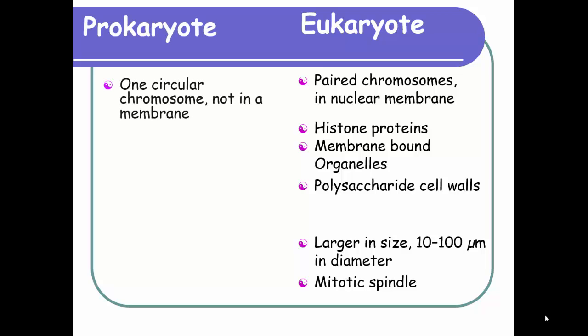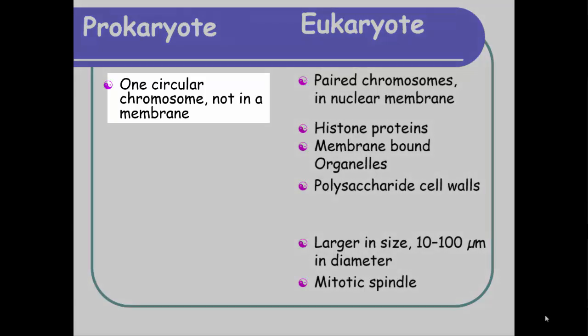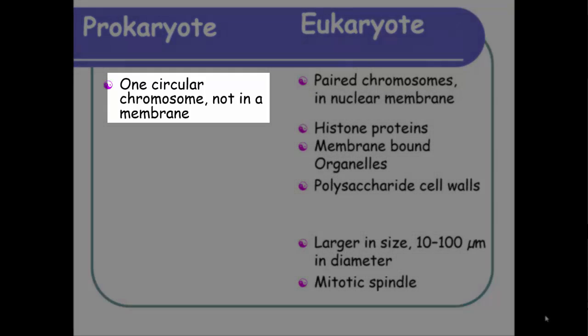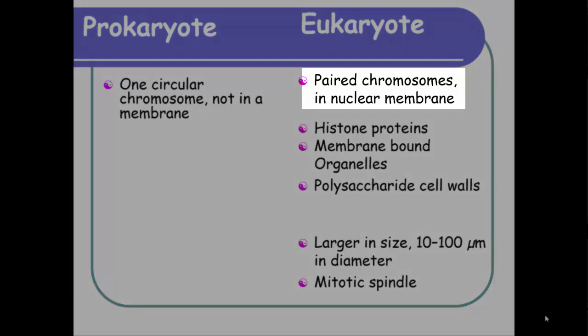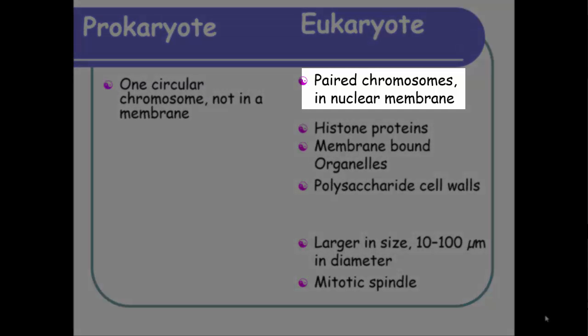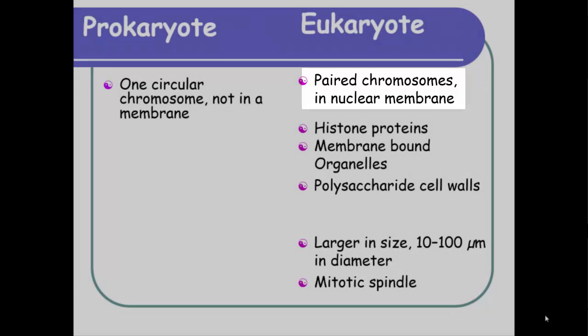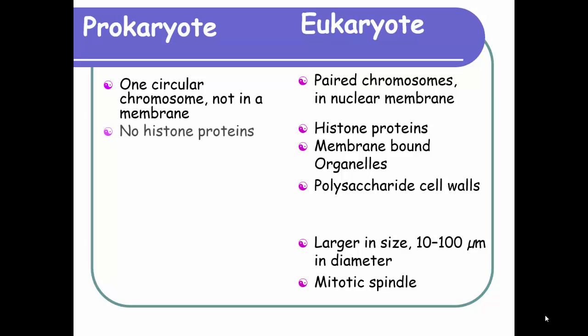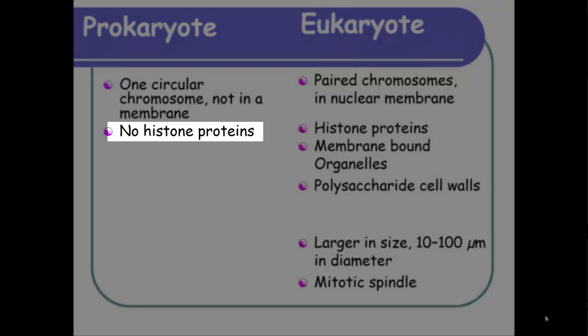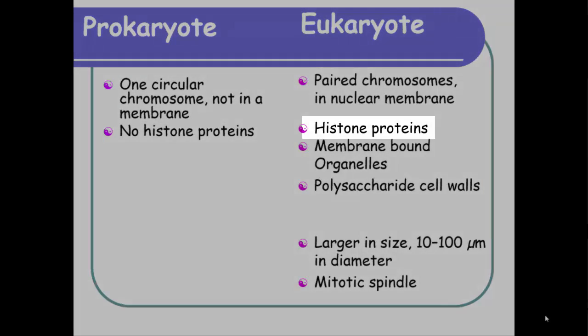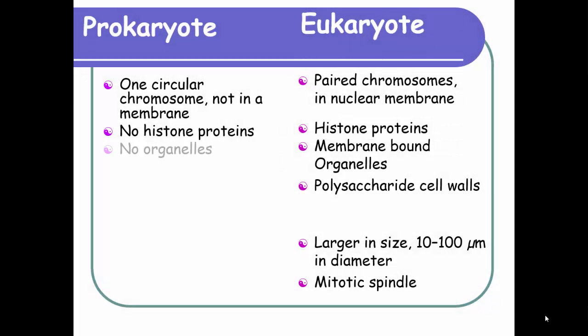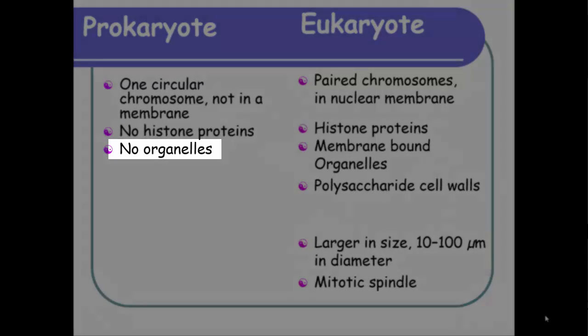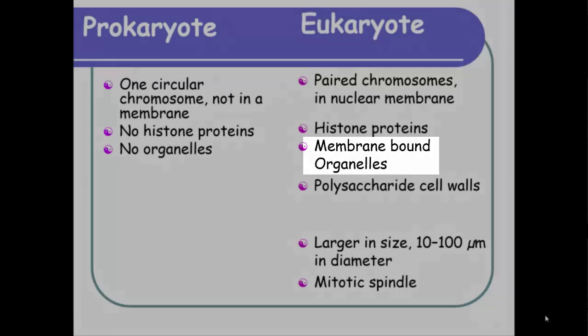We can compare the prokaryote and the eukaryotic cell. In the prokaryotic cell, the chromosome, or the genetic material, there is one circular chromosome not contained within a membrane, whereas in the eukaryotic cell, there are paired chromosomes, linear chromosomes actually, that are contained within a nuclear membrane. The prokaryotic cell has no histone proteins associated with its DNA, while eukaryotic cells do have these histone proteins. Prokaryotic cells have no membrane-bound organelles, while the eukaryotic cell does.